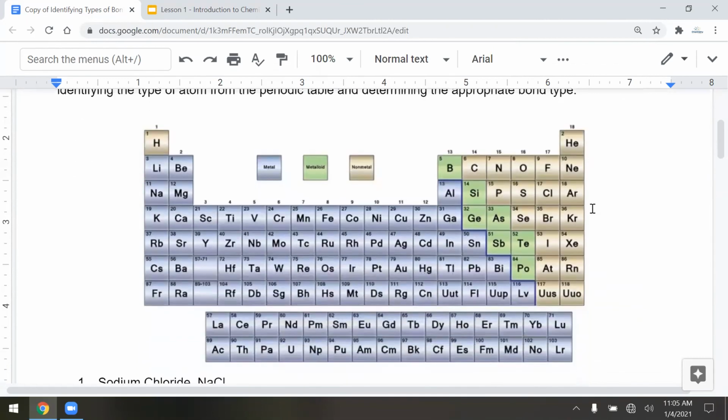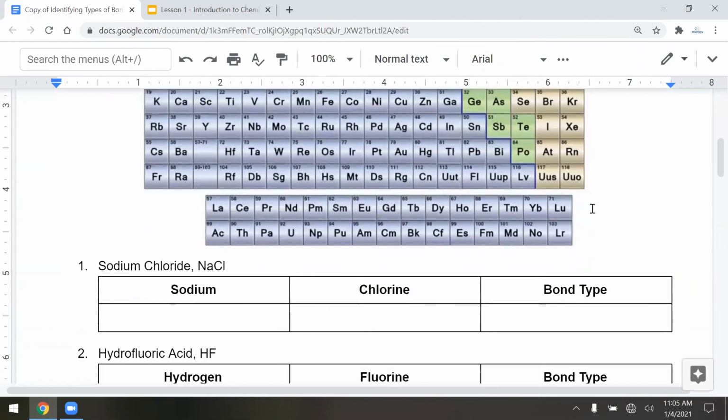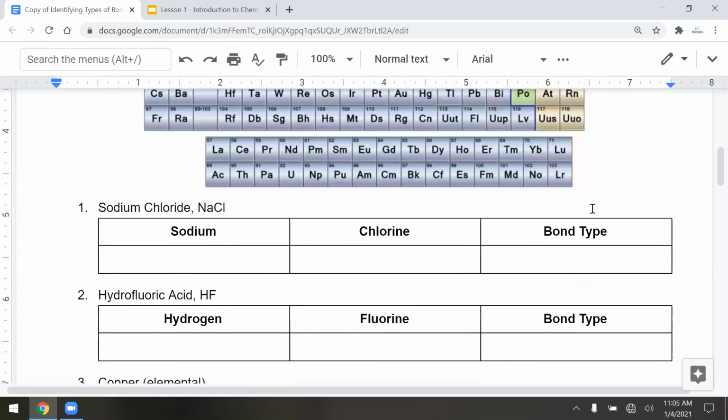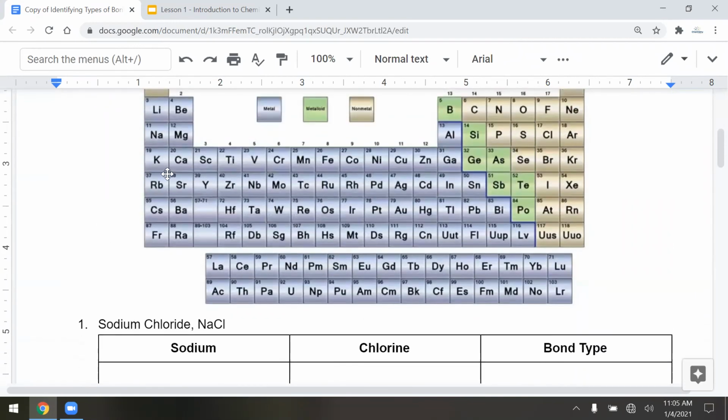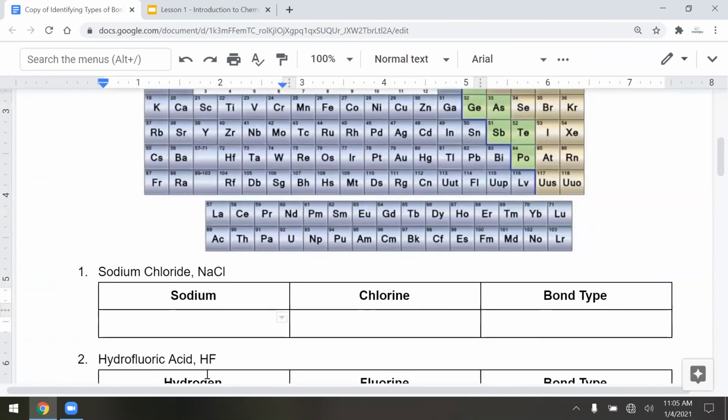This periodic table is meant to help you identify whether something is a metal, if it's in that blue-gray color, a nonmetal, that's the copper or tan color, or a metalloid, which is in that green section. So let's take a look at our first example, which is sodium chloride. Again, I'm only going to do the first example with you. You're going to finish the rest of the assignment on your own. Sodium is over here. It's Na, so this is clearly a metal. So in this box, I'm going to type in metal.